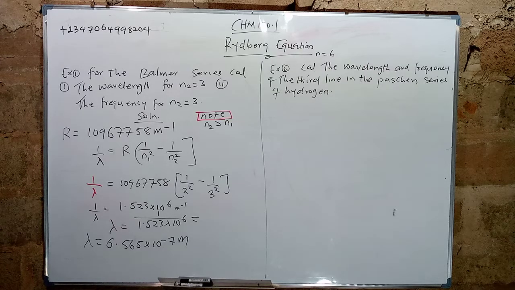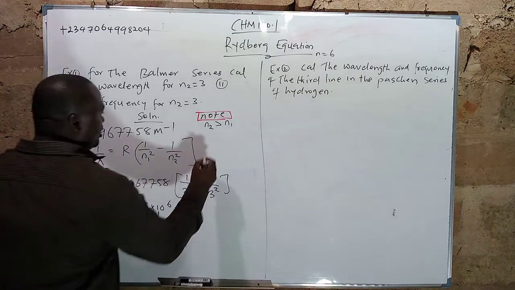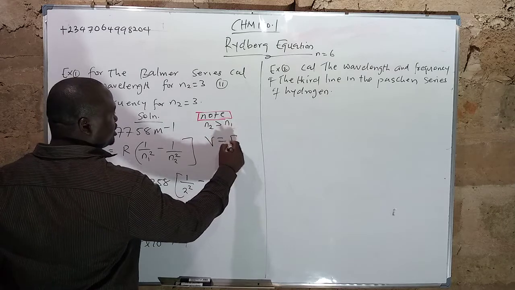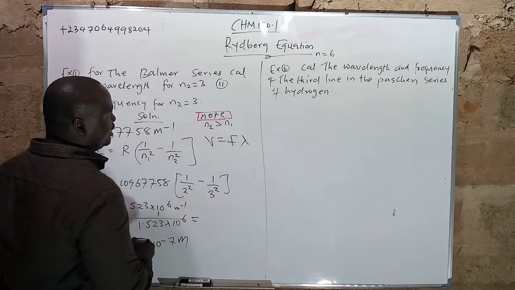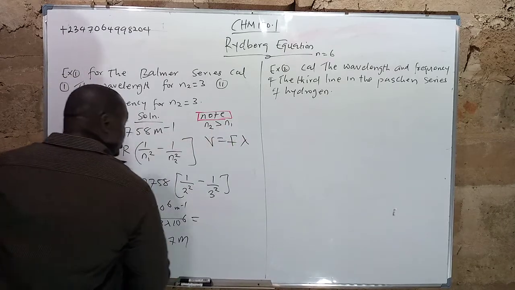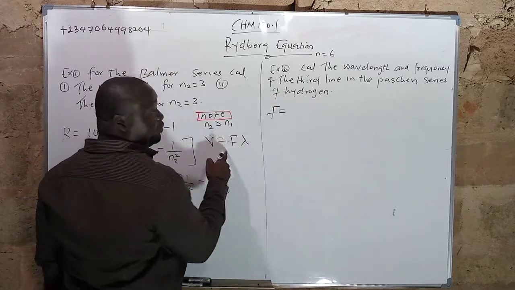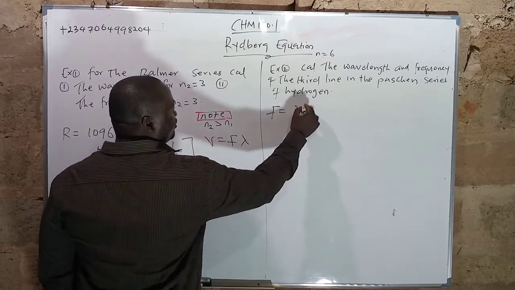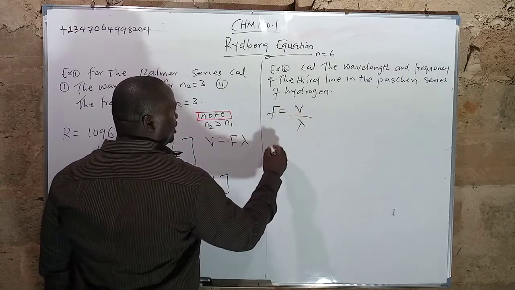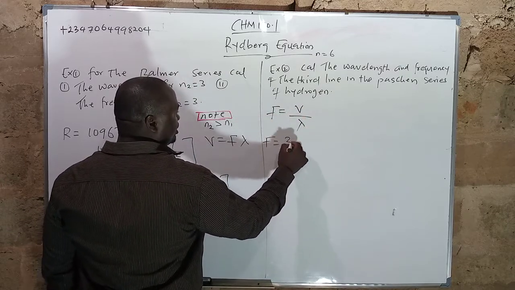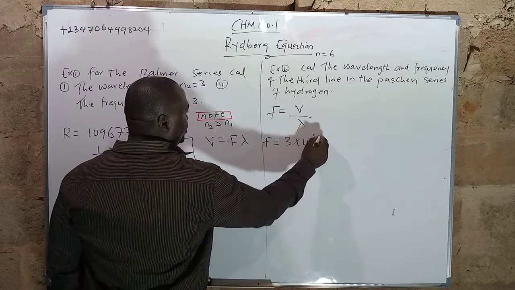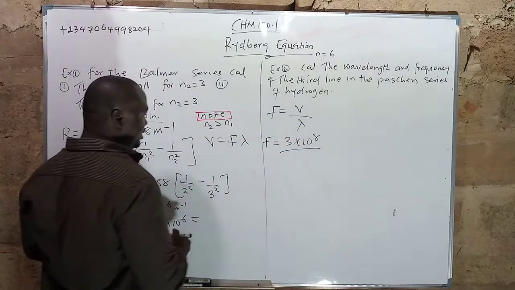Now, the second question: they ask you to calculate the frequency. Please remember that the formula for frequency is velocity all over lambda. And the velocity we're talking about is that of the speed of light, which is 3 times 10 to the power of 8.